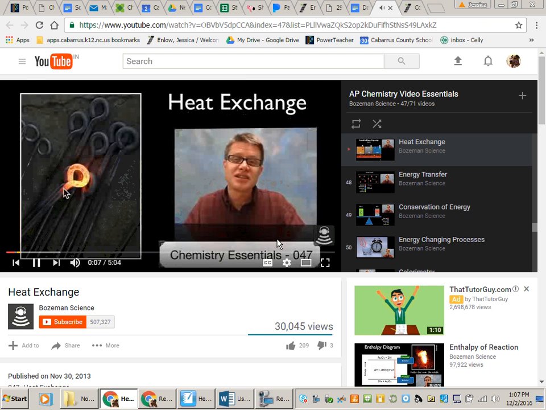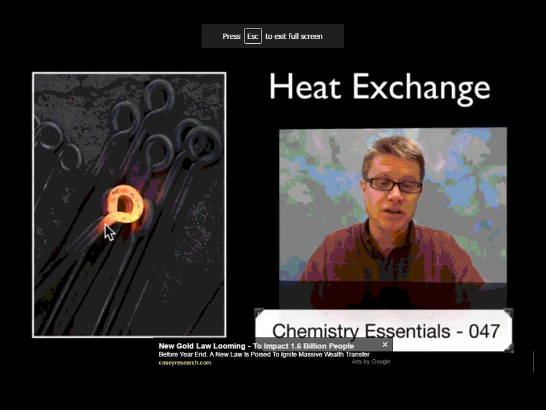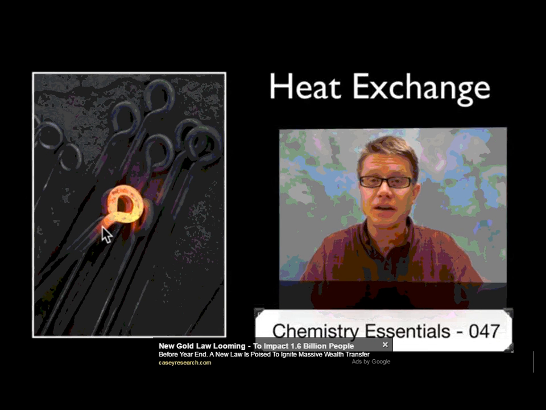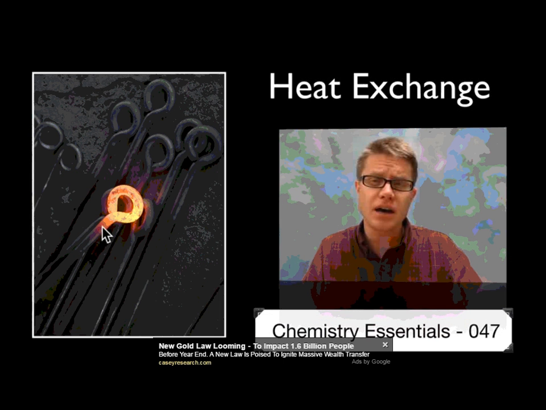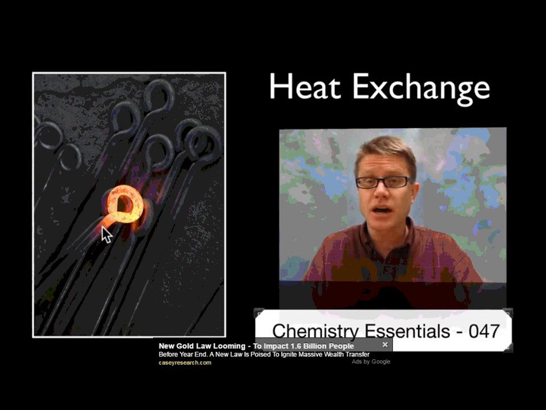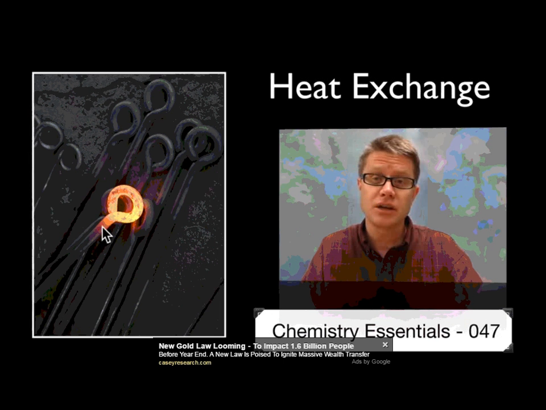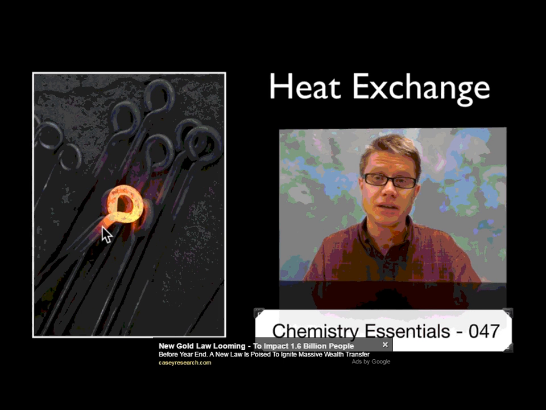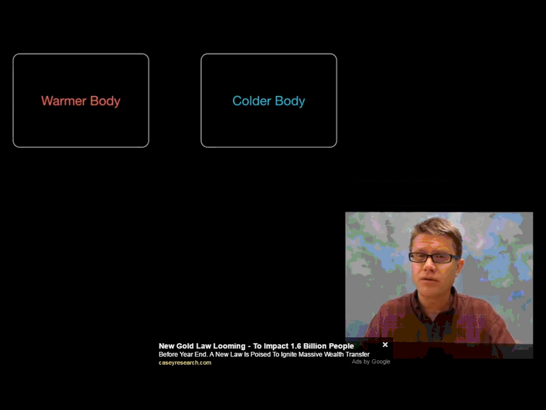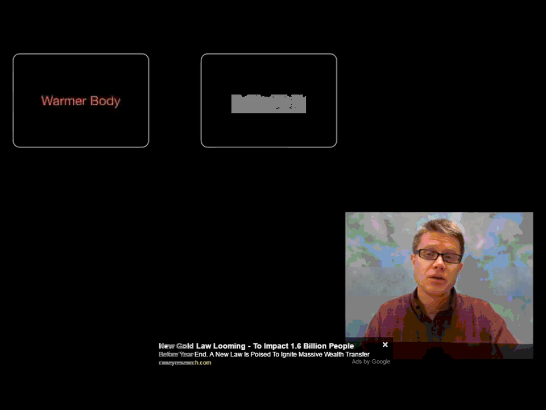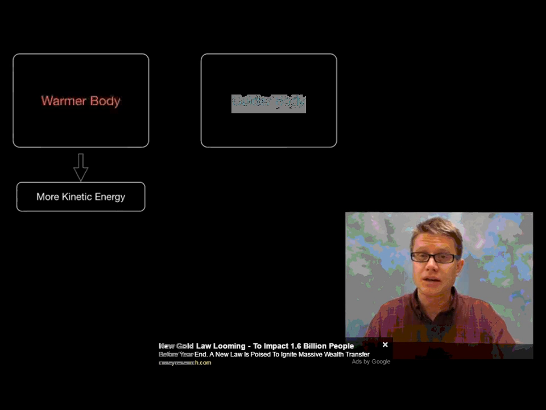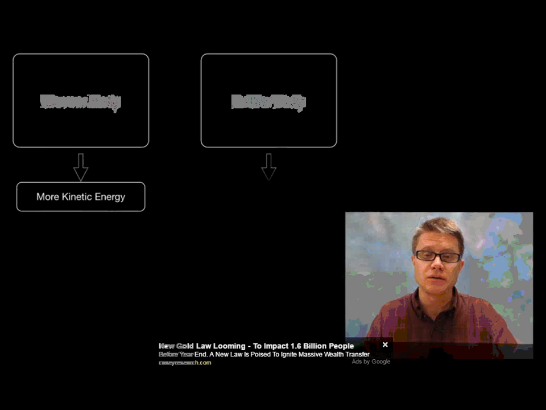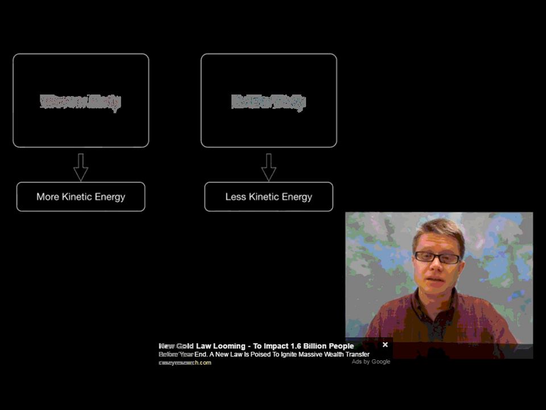Hi, it's Mr. Anderson, and this is Chemistry Essentials video 47. It's on heat exchange. If I were to say, don't touch this iron right here in the middle, it's hot. What does that mean? Well, we know that it has a higher temperature, and therefore it has a higher amount of average kinetic energy. And if you were to touch it, a lot of that energy is going to be transferred to your hand, and that's going to produce quite a bit of pain. And so if we ever have a warmer body and a colder body, the warmer body is going to have more kinetic energy. And again, that energy is in the molecular motion, or those molecules moving around. And we're going to have more energy in that than the colder body.